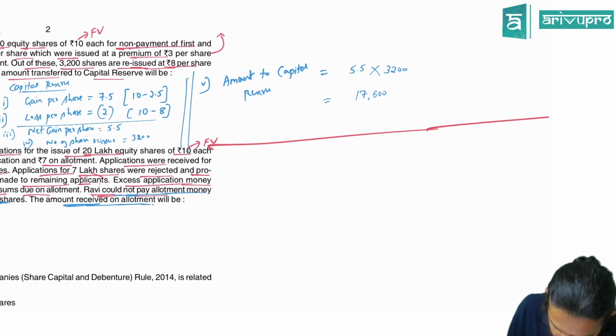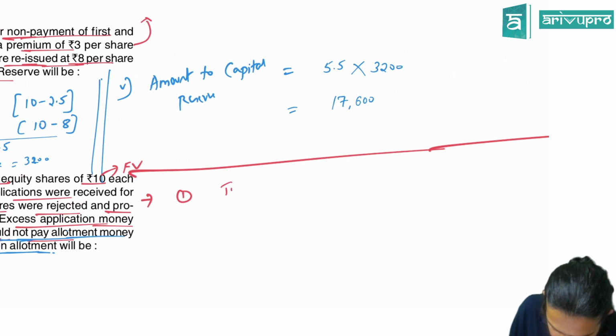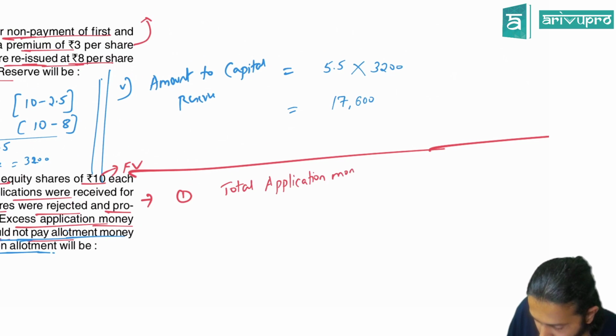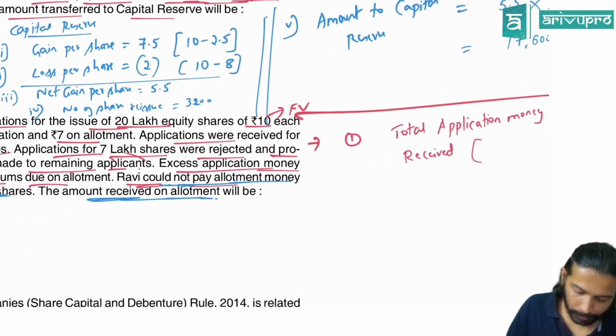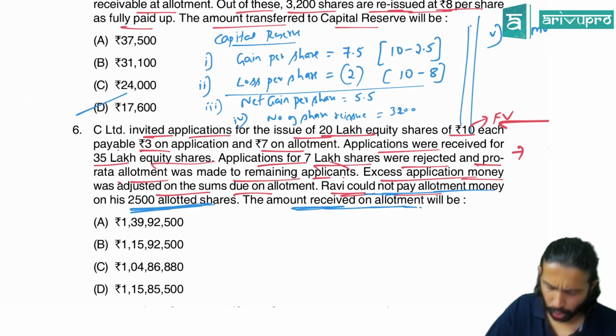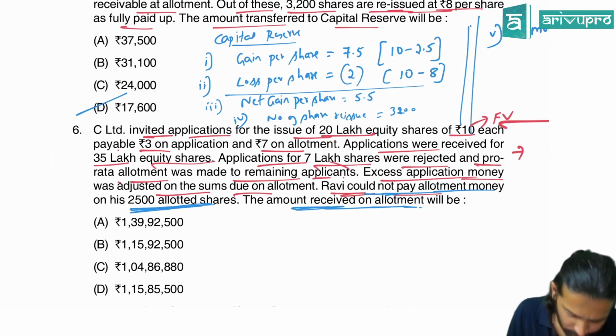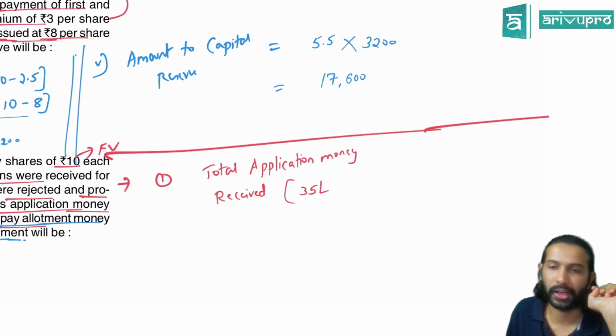First, I'll solve it here. First, I want the total application money received. How many shares did we receive applications on? The company wanted to issue 20 lakh shares, but overenthusiastic people applied for 35 lakh equity shares. That means we have received 35 lakh share applications.